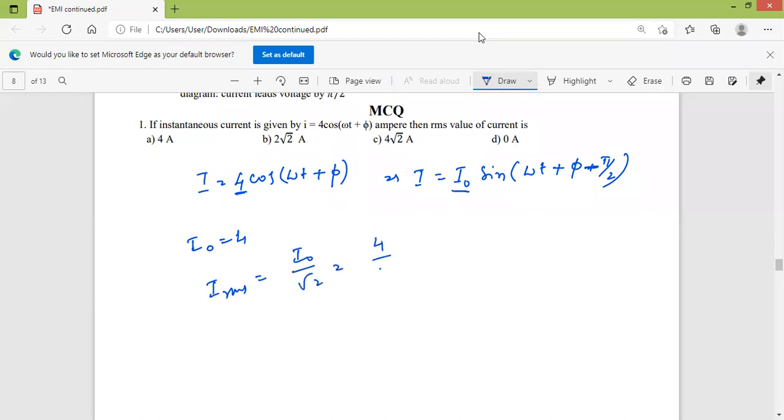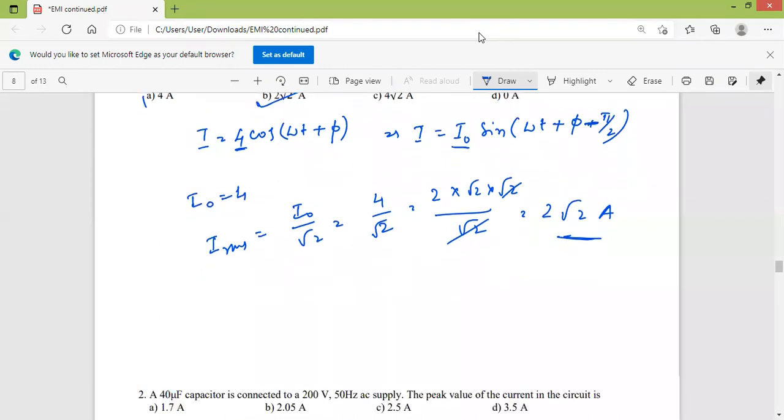So I naught is 4 by root 2 into root 2 into root 2, divided by root 2. Root 2 cancels. It's 2 root 2 ampere. This is the answer. Option B is the correct answer.